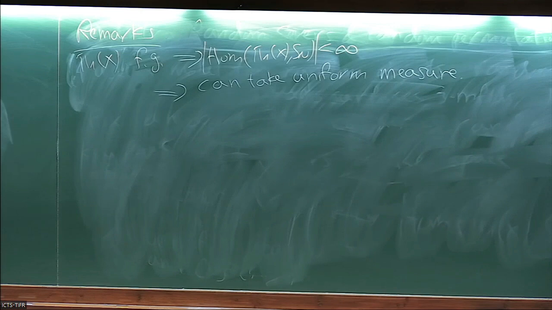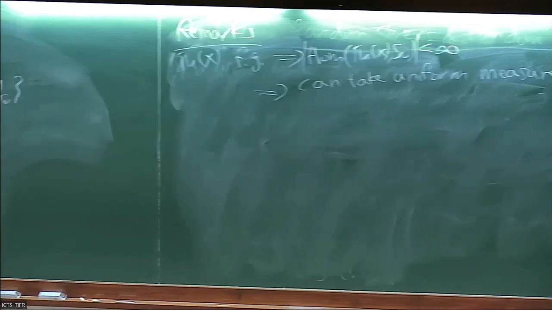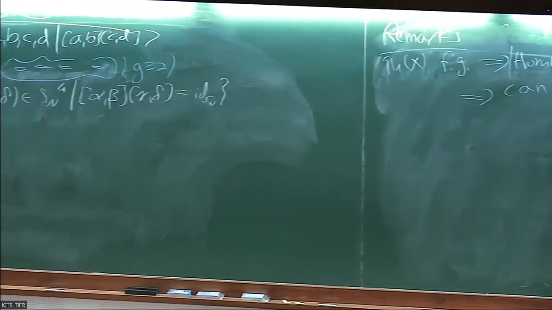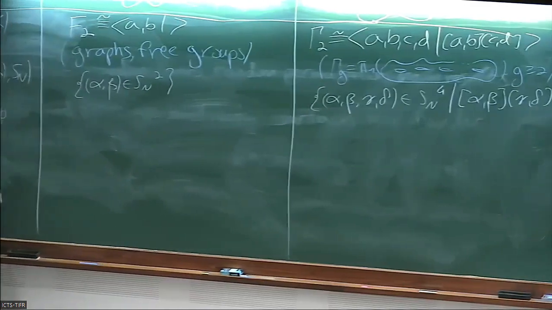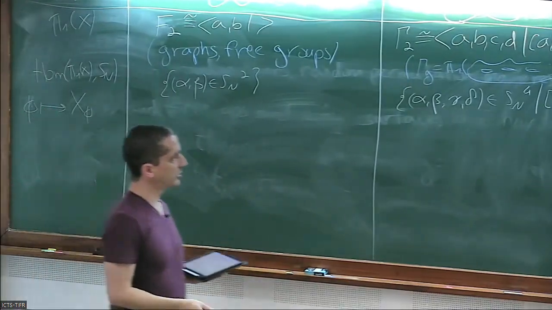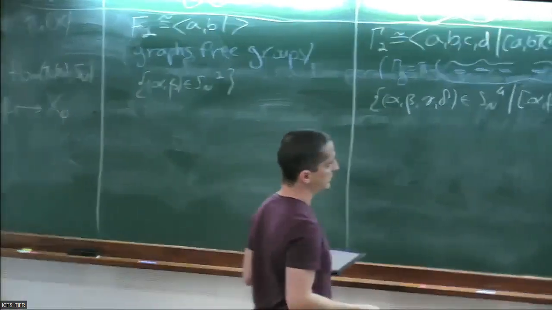Okay, so now let's see how we construct this. I want to explain how, given a homomorphism, I get an n-cover. So perhaps I'll do it here.